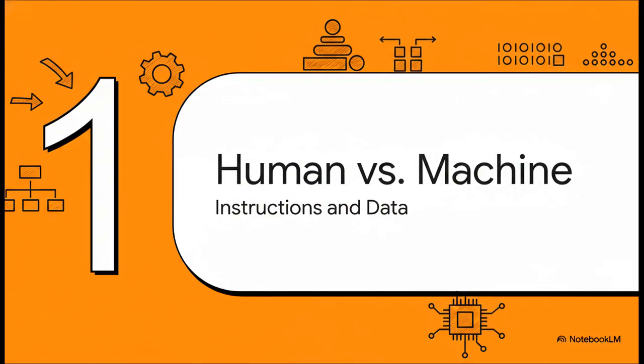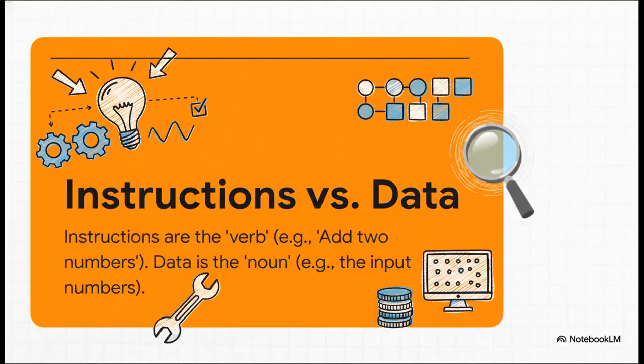The first thing you absolutely have to grasp is that computers see the world in two and only two parts. Everything, and I mean everything, is either an instruction or it's data. Just think of it like really simple grammar. The instructions are the verbs. They're the action words. Add, save, copy, delete. But you can't just add, right? You have to add something. That something is the data. It's the noun. It's the numbers you're adding, the document you're saving. One is useless without the other.